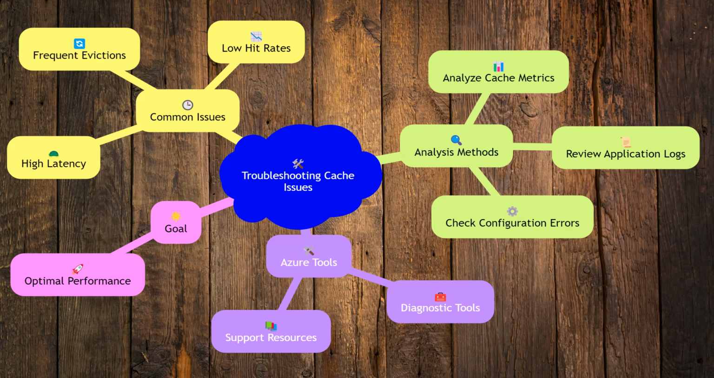Troubleshooting cache issues involves identifying and resolving problems that affect the cache's performance and reliability. Common issues include high latency, low hit rates, and frequent evictions. To troubleshoot these issues, you can analyze cache metrics, review application logs, and check for configuration errors. Additionally, Azure provides diagnostic tools and support resources to help you resolve cache-related problems. Effective troubleshooting ensures that your cache continues to deliver optimal performance.